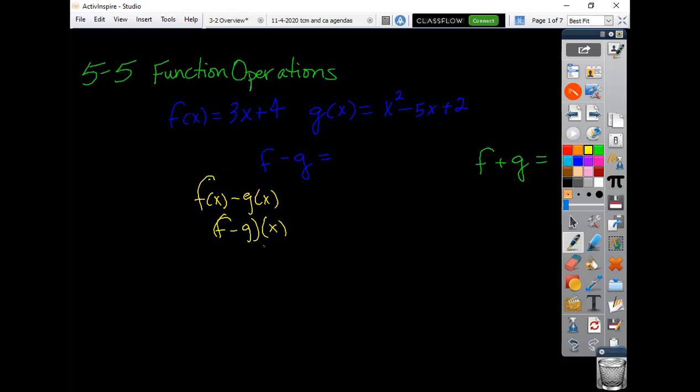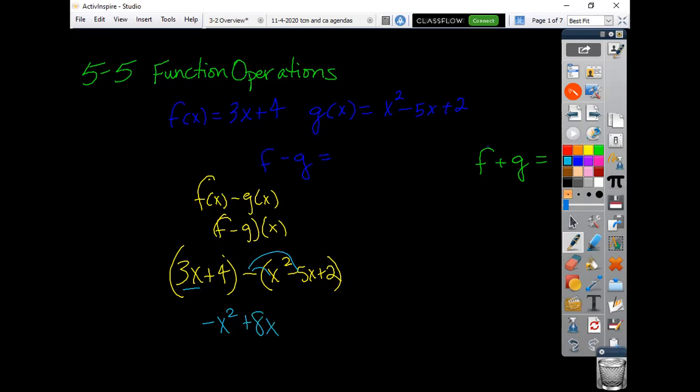So in this case, all it is, your f of x function, your 3x plus 4, subtract away your g of x function, x squared minus 5x plus 2. So it's just like we've done before with polynomials, just like combining your like terms. And your answer is just going to be a formula when you're done. So this 3x, and then this minus 5x, this minus x squared, I'll write it in standard form with the highest degree first. 3x minus 5x would be plus 5x, so that'd be 8x. And then this 4 minus 2 would leave you with 2 positives.